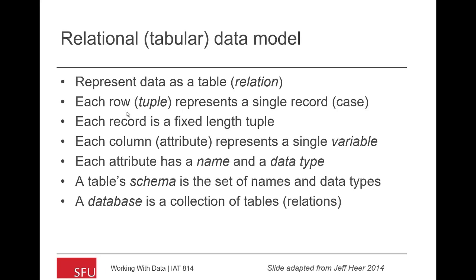Each row in the table, or tuple, represents a single record, or data case. Each record is a fixed length tuple, which is a series of numbers or strings or whatever it is with information about each of those things. Each column or attribute in the table represents a single variable, and each attribute has a name and a data type associated with it, string, ordinal, nominal, whatever it may be. The table's schema is the set of names and data types.